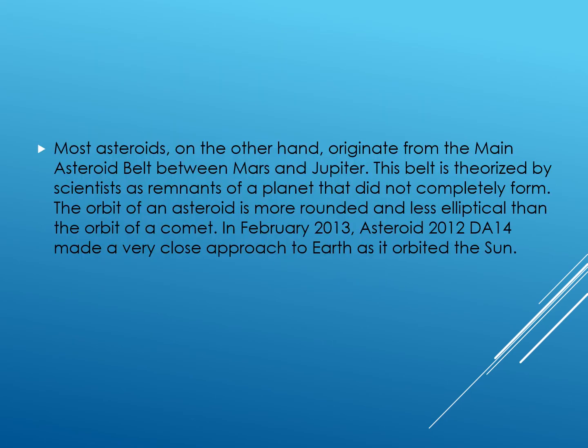Asteroids, on the other hand, originate from the main asteroid belt between Mars and Jupiter, as mentioned earlier. This belt is theorized by scientists to be remnants of a planet that did not completely form. The orbit of an asteroid is more rounded and less elliptical than the orbit of a comet. In February 2013, asteroid 2012 DA14 made a very close approach to Earth as it orbited the Sun.